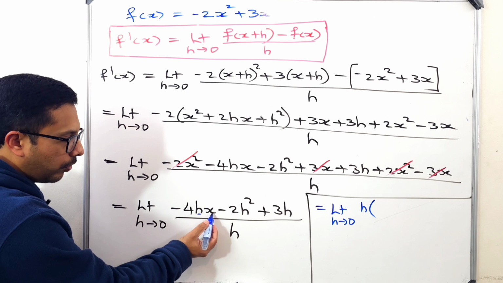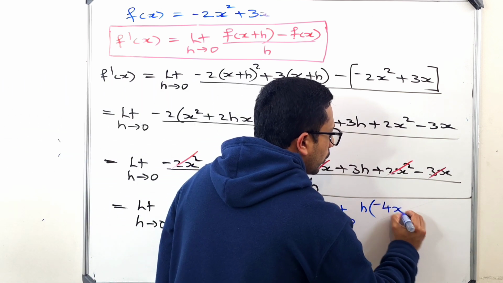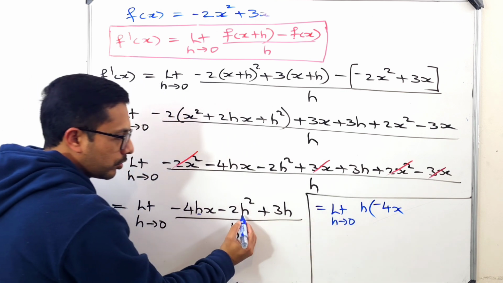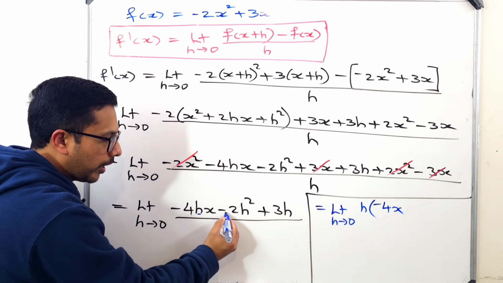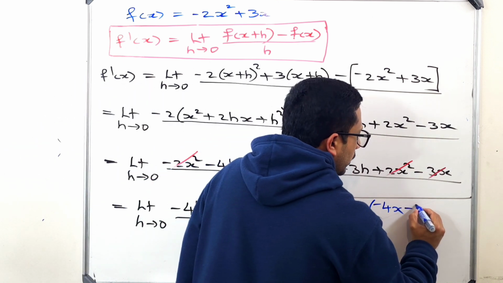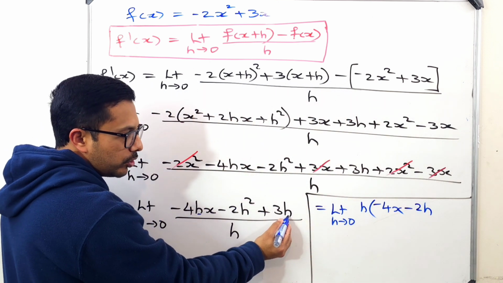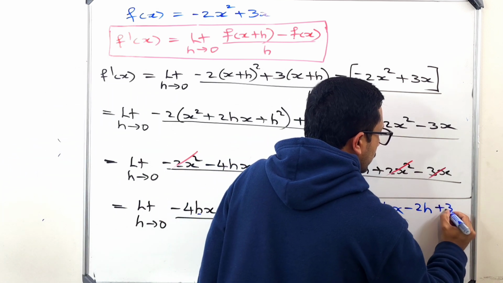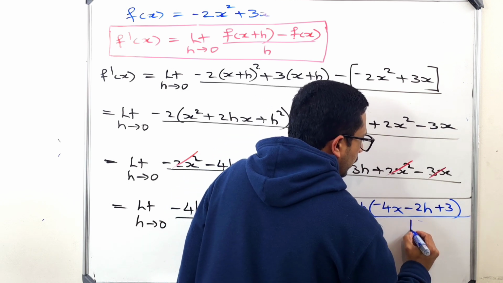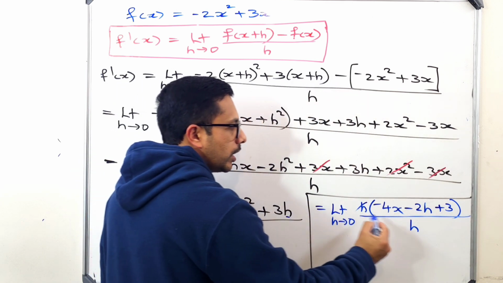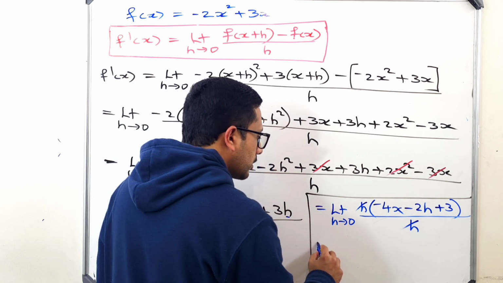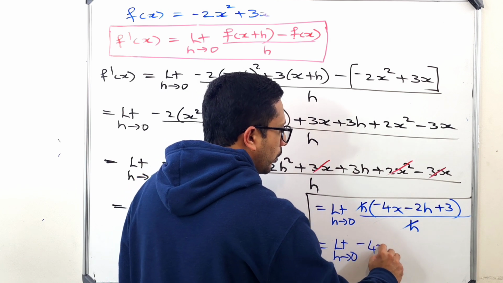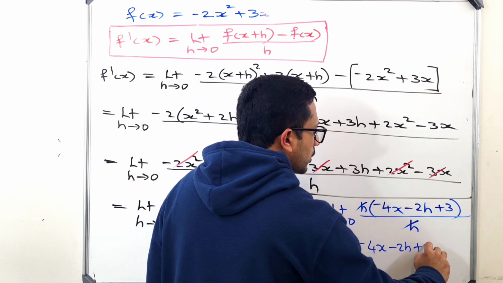So remaining is minus 4x. Then h square, I took h as common factor, so how many h remaining here? One more. So it is minus 2 into h, so it is minus 2h. This h I took as common factor, so what is remaining here? Plus 3. So it is plus 3, the whole divided by h. So here you can see this h and this h we can cancel. So what is the remaining? Limit h tends to 0, minus 4x minus 2h plus 3.